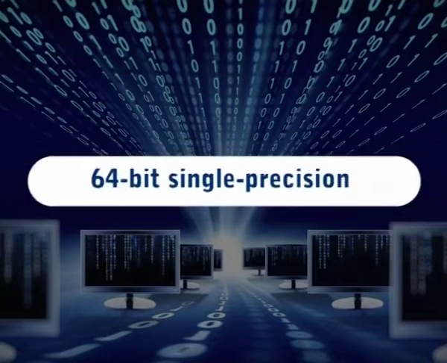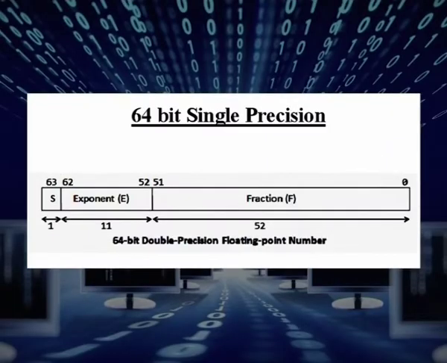Now, let us do 64-bit double precision representation. The representation scheme for 64-bit double precision is similar to the 32-bit single precision as shown in the figure. The most significant bit is the sign bit s with 0 for positive numbers and 1 for negative numbers. The following 11 bits represent exponent e, the remaining 52 bits represent fraction f.